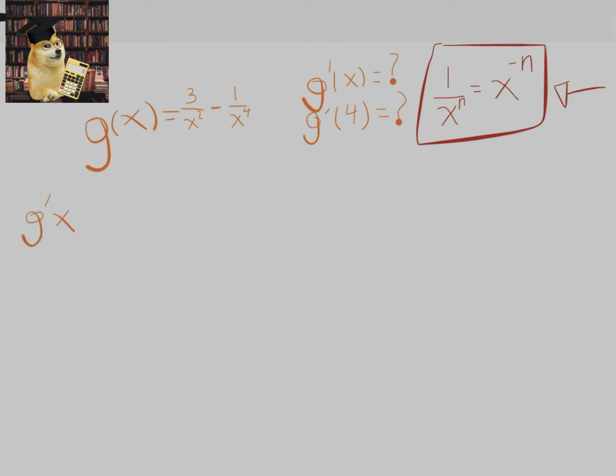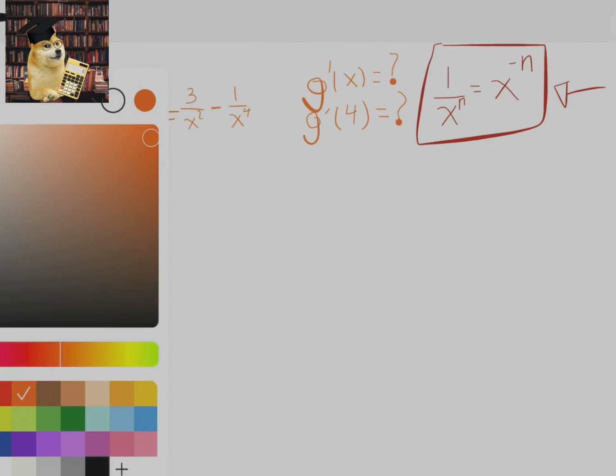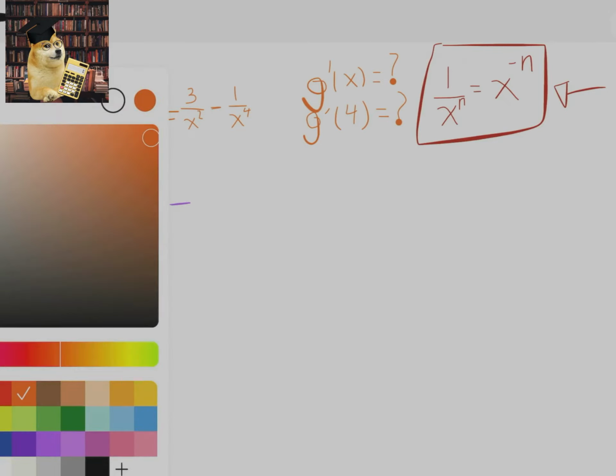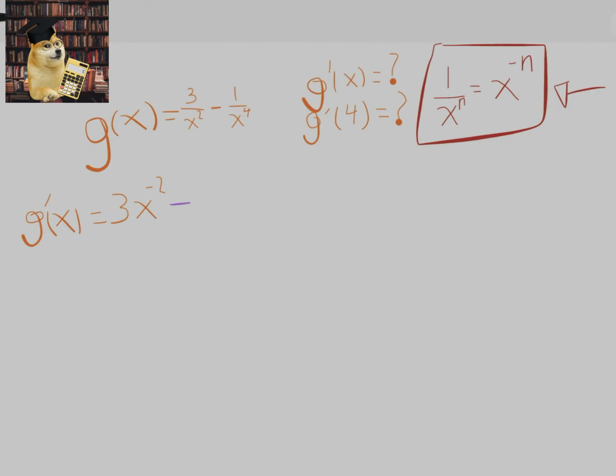So we will start with g prime of x. g prime of x will equal 3x to the power of negative 2, as we are seeing with the rule we previously mentioned. Then we will put the minus sign, and then we will continue with 1 times x to the power of negative 4. But that is not our derivative yet. We'll still have to use the power rule now that we can, in order to find what g prime of x is.